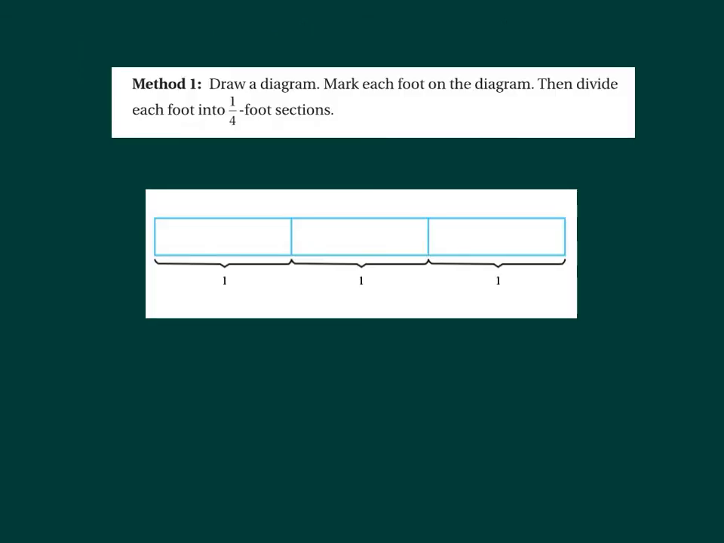One way to solve this problem is to draw a diagram. And again, this won't be what we do every single time, but it's a good idea to start thinking about this as an option. So if you were to draw out the diagram of a piece of wood that's 3 feet long, so each one of these is representing 1 foot, then what we're going to do next is divide each of these pieces into 1/4 foot sections.